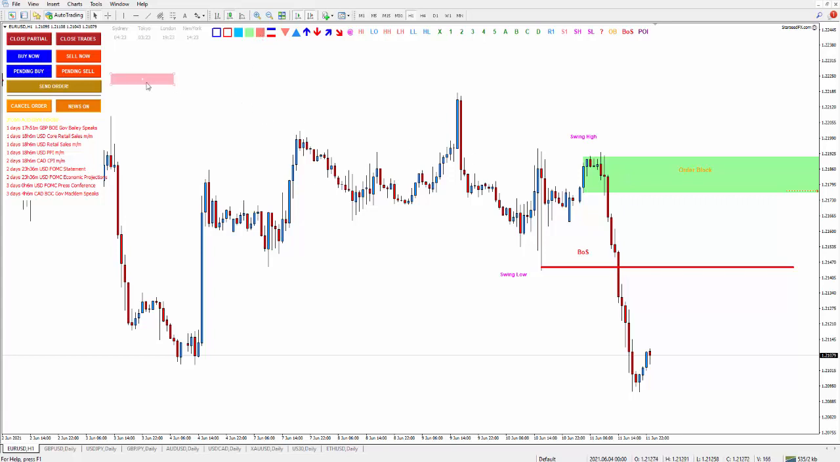Then, okay, let me make it a different color. So that is my order block. You see the difference? This one is just 5 pips. And here the stop loss is 15 to 16 pips. Okay, so it's up to you if you want to refine it.